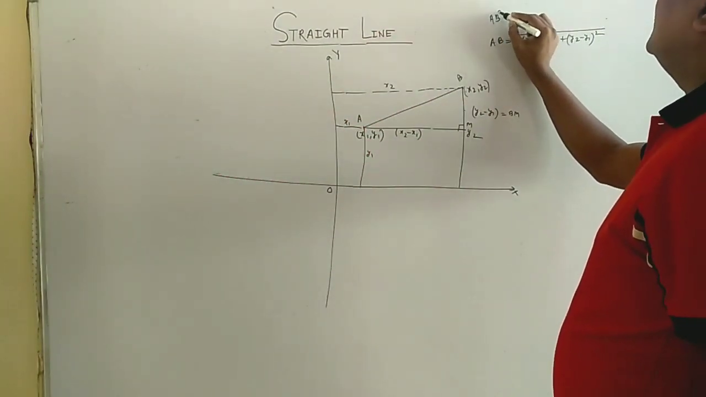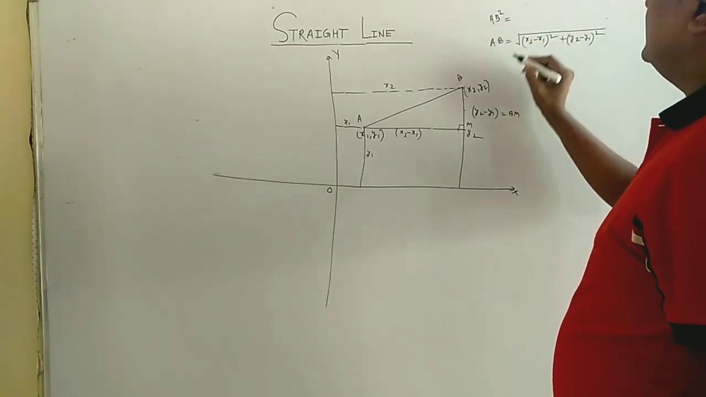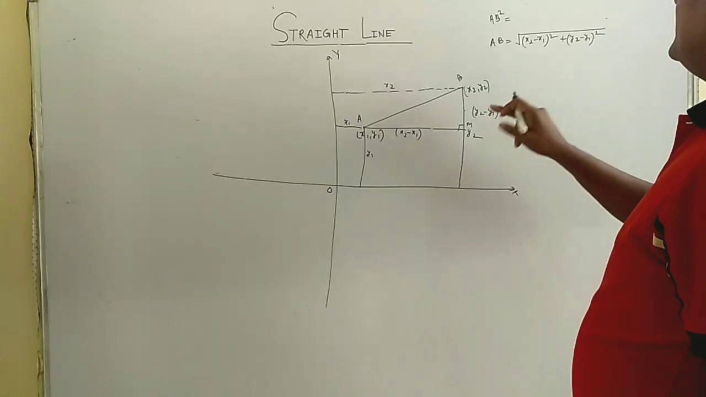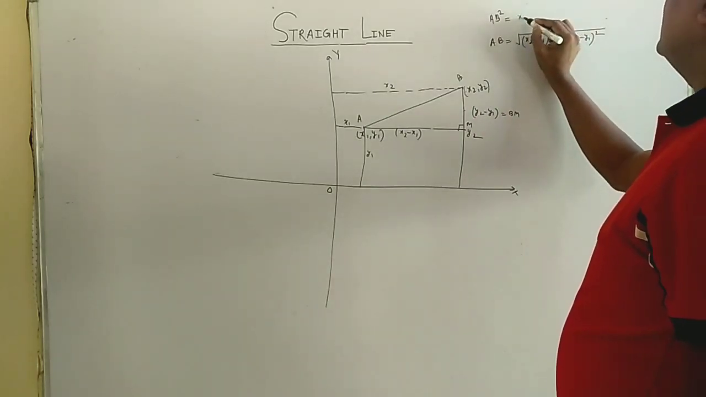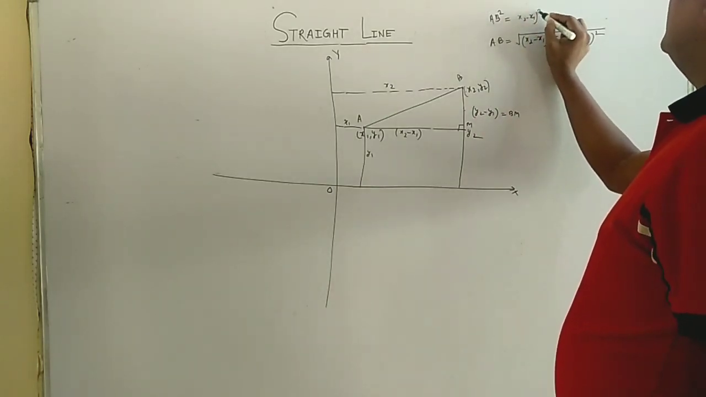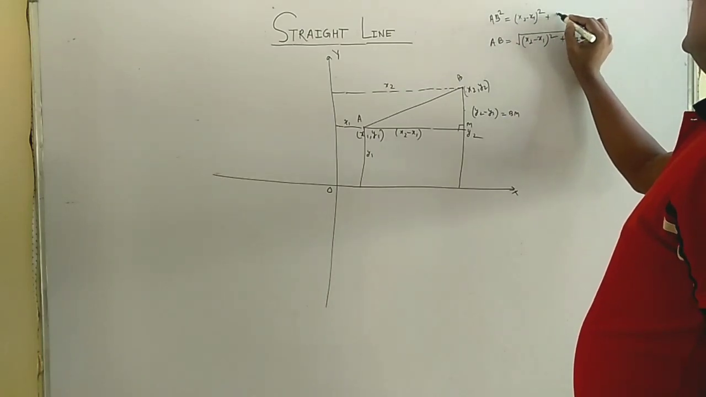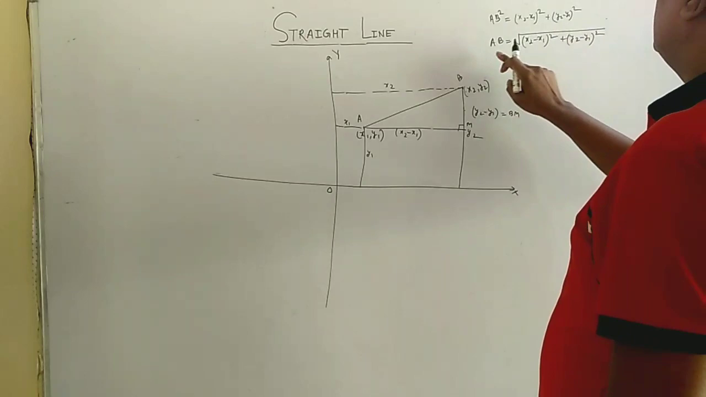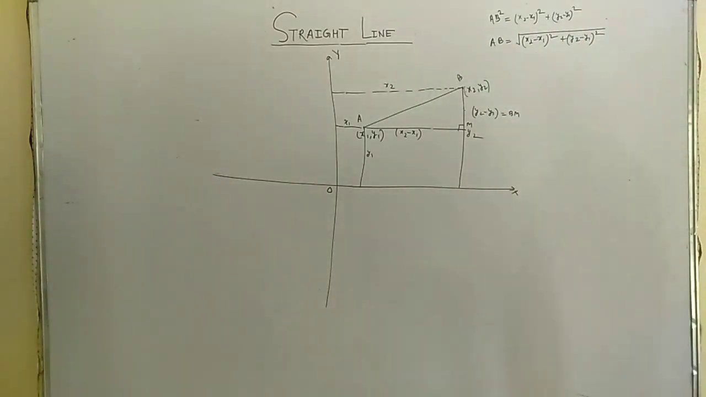So AB square is this square. First I write AM square, that is x2 minus x1 whole square, plus y2 minus y1 whole square. So AB becomes this. This is how I got the result.